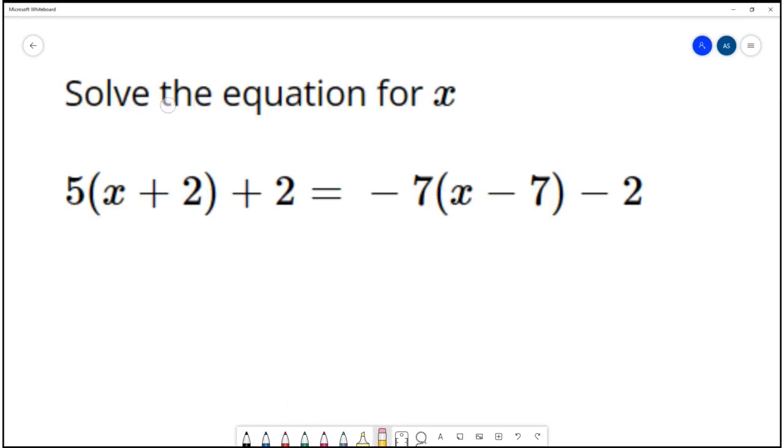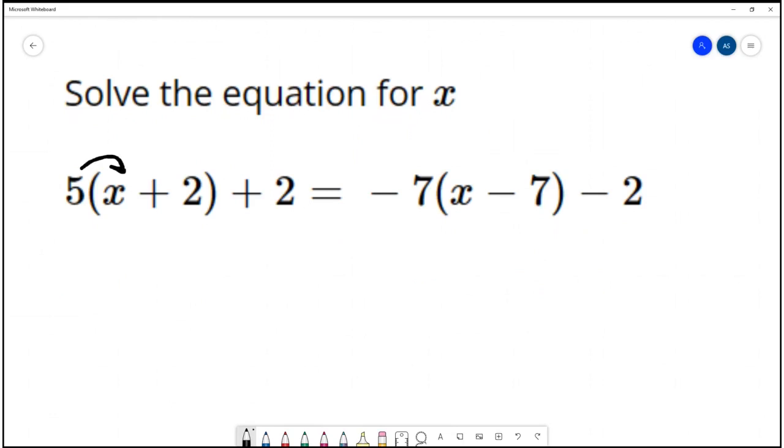For this question, we want to solve the equation for x. We have 5 times x plus 2 equals negative 7 times x minus 7 minus 2. We're going to start by making each side of the equal sign as simple as possible. That means removing parentheses with the distributive property and combining like terms.